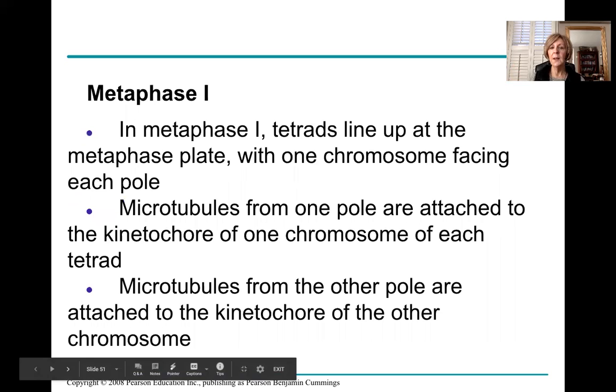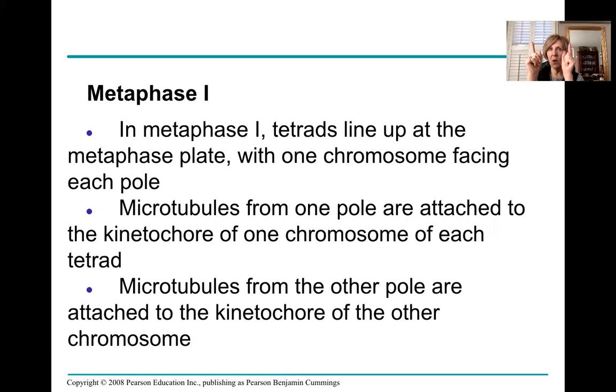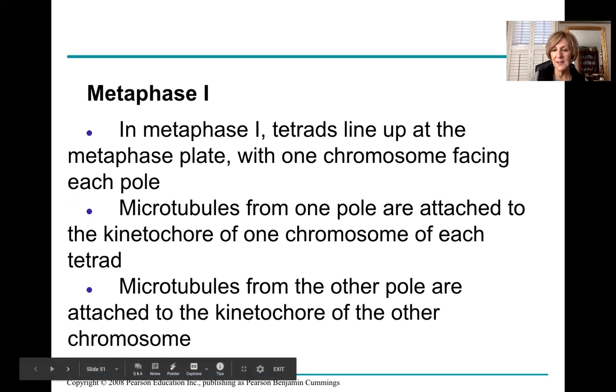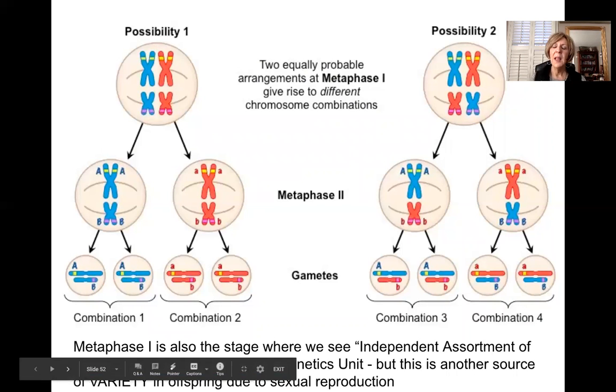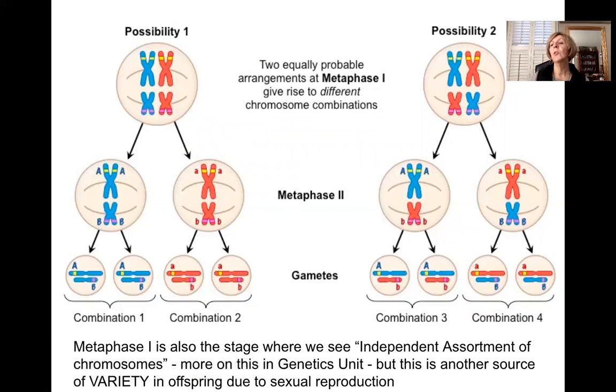In metaphase 1, the tetrads, right? So these are the tetrad: 1, 2, 3, 4 chromatids, 2 from one homolog and 2 from the other, lined up in pairs. And the microtubule spindle fibers are going to attach to the kinetochore of the chromosomes and pull the pairs apart, not the chromatids. That's important, right? And one of the things that we see here that we're going to talk more about when we have our genetic unit is the way they line up.